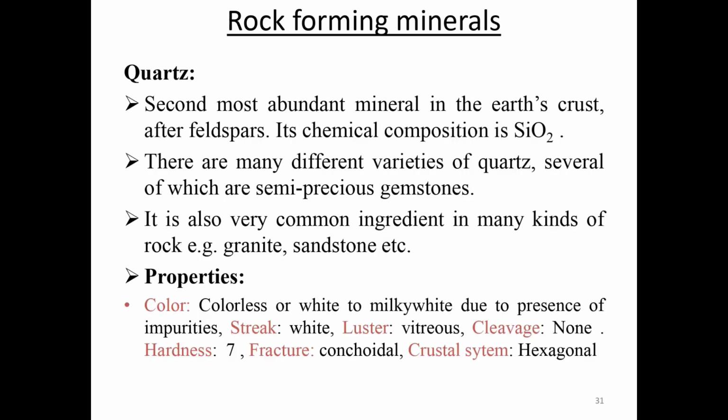Quartz is the second most abundant mineral in the Earth's crust after feldspars. Its chemical composition is silicon dioxide. There are many different varieties of quartz. Several are semi-precious gemstones. It is a very common ingredient in many rocks, e.g. granite, sandstone, etc. Properties: color, colorless or white to milky white due to presence of impurities.